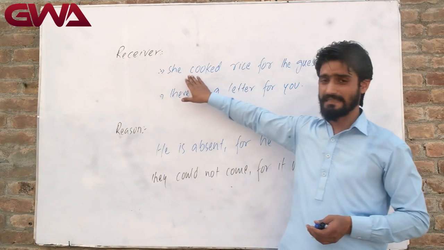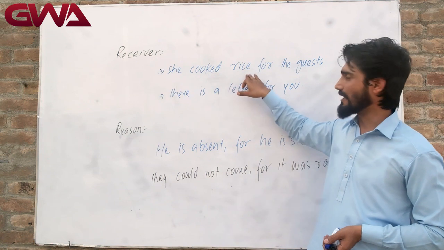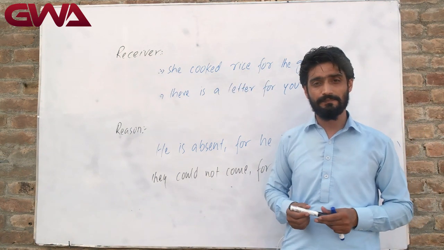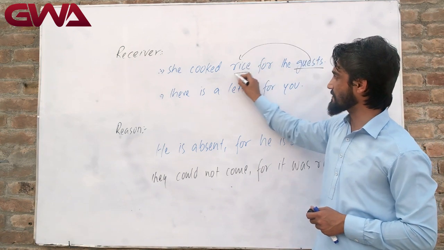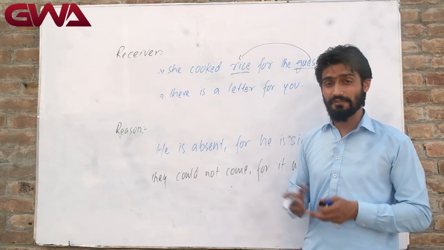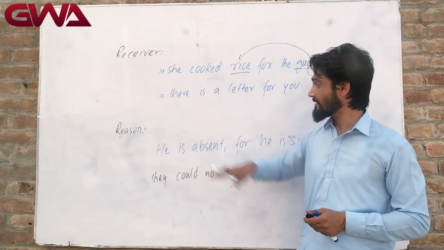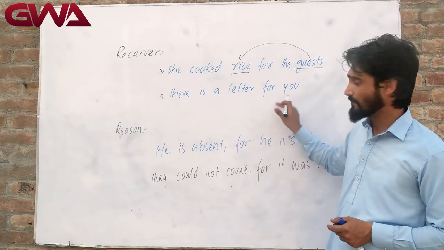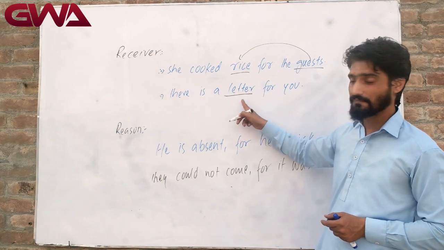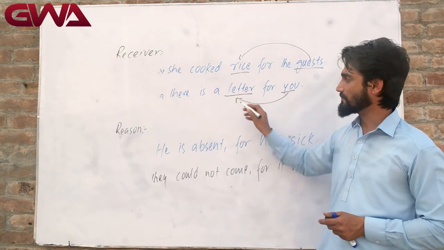Receiver. Example. She cooked rice for the guests. Now, guests are the receiver of rice. Who will eat rice? Definitely the guests. Another example. There is a letter for you. Who is the receiver of this letter? You.